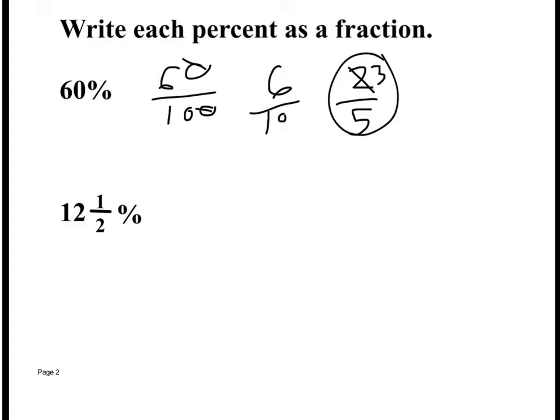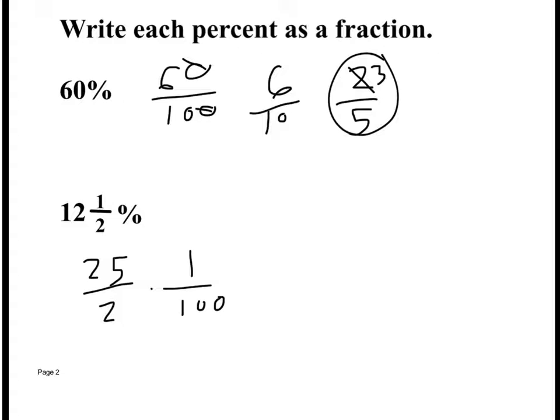Now, that's when it's a whole number. When it's something like 12 and a half, this is what I want you to do. First thing to do, change it to an improper fraction. 12 times 2 plus 1, 25 over 2. And instead of writing it over 100, dividing by 100, I want you to times by 1 over 100. It's the same thing as dividing by 100, but this will make more sense and you'll figure it out easier.